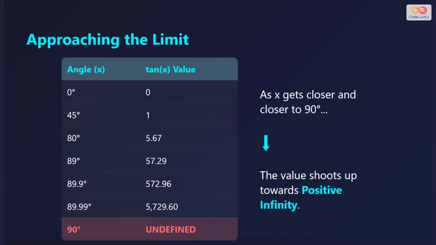See what happens as we get closer to 90 degrees. At 45 degrees, tangent is 1. At 80 degrees, it's about 5. At 89.9 degrees, it jumps to over 500. As we get extremely close to 90, the value shoots up towards positive infinity.